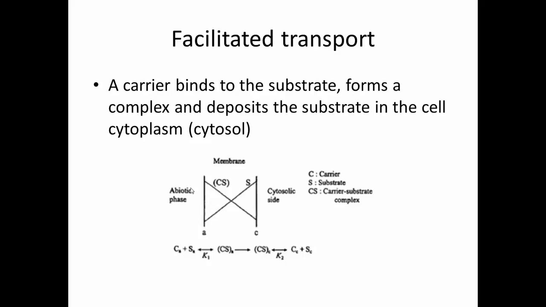So essentially we have a carrier that will bind from what is called the abiotic phase, or basically outside the cell, to this carrier protein. We have this substrate binding to the carrier protein to form a carrier substrate complex. And at first, that carrier substrate complex is on the outside of the cell, but then it traverses through the membrane to the inside of the cell, where the carrier substrate complex can then dissociate to basically spit the substrate out into the cytoplasm with the cytosol, and then the carrier becomes free to bind and carry more substrate into the cell.